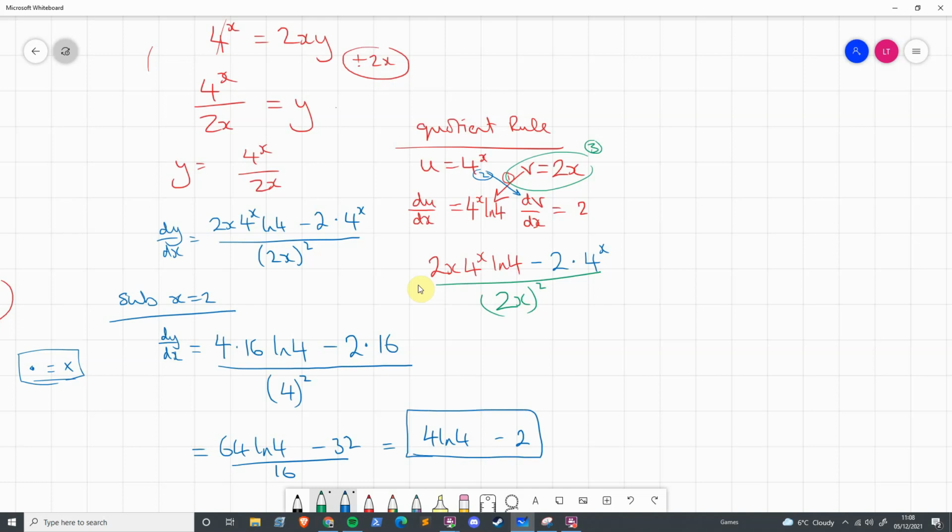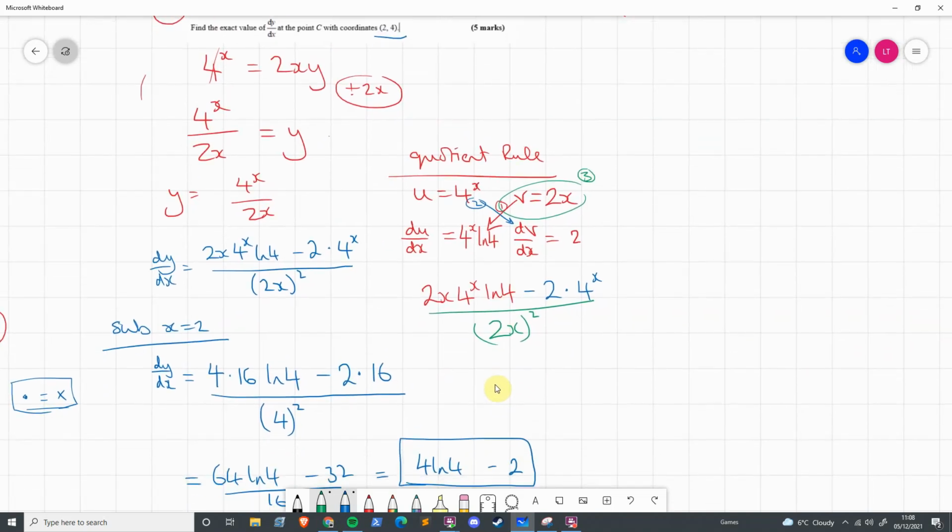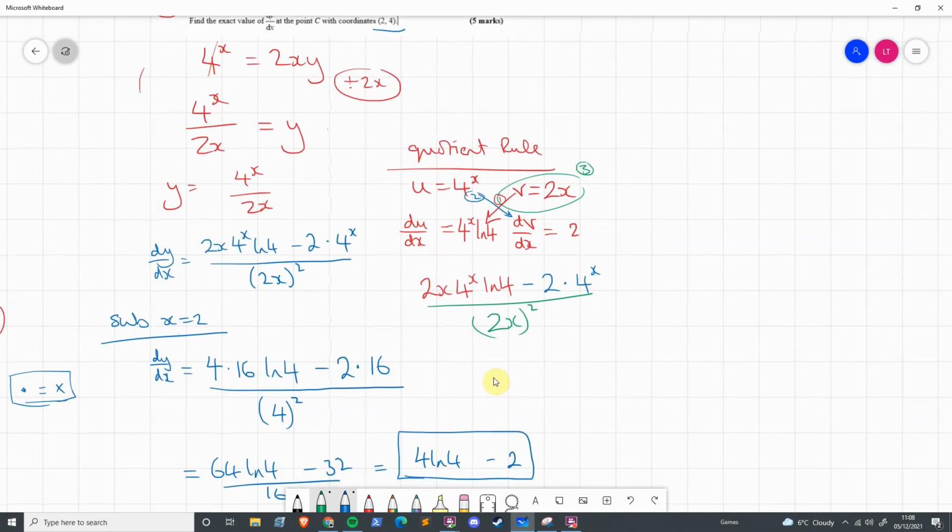Done. That is question 3. That's all it was asking. I mean, you could easily find a gradient, equation of a tangent from there. You've got a point and a gradient. You could do anything else for an extra mark or 2 on there, but that's all it asked you to do.